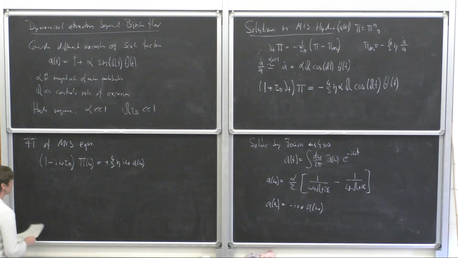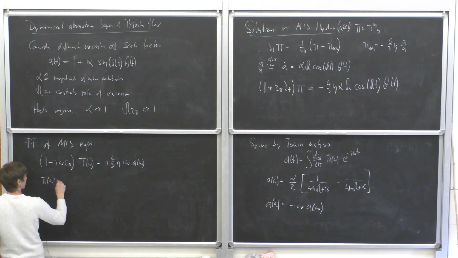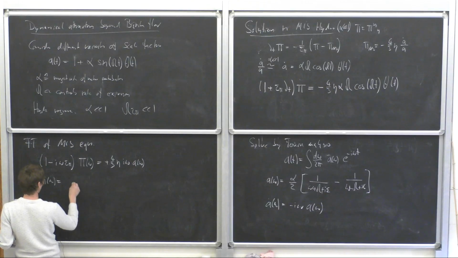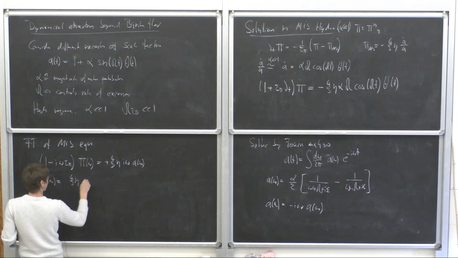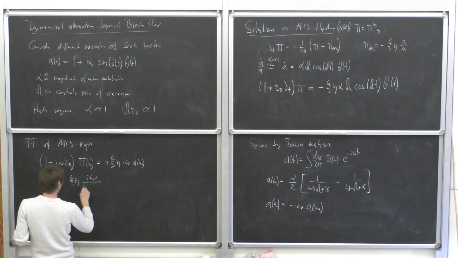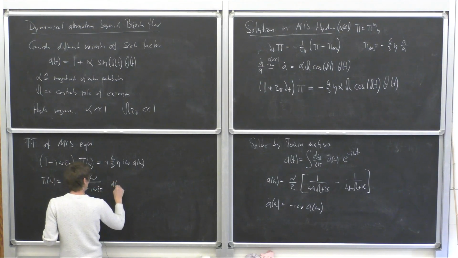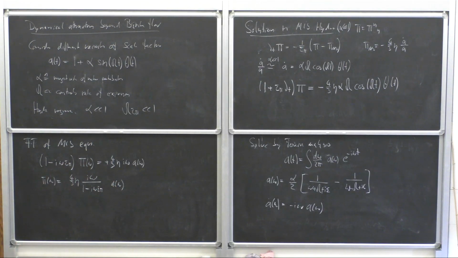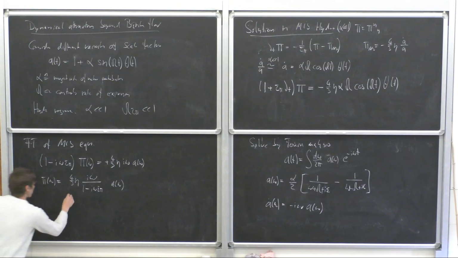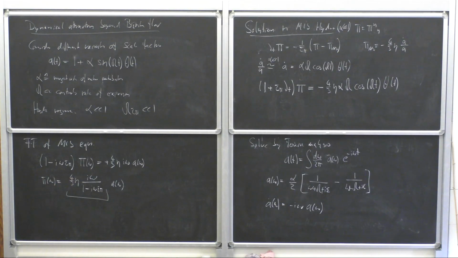More formally, now we have solved this for a response. So we find that pi of omega is 4/3 eta, and then we have I omega over 1 minus I omega tau pi, and then here we have an arbitrary amplitude a of omega. So what we see is that now we don't really have to drive this periodically, but we can do a mixture of frequencies or any frequency.